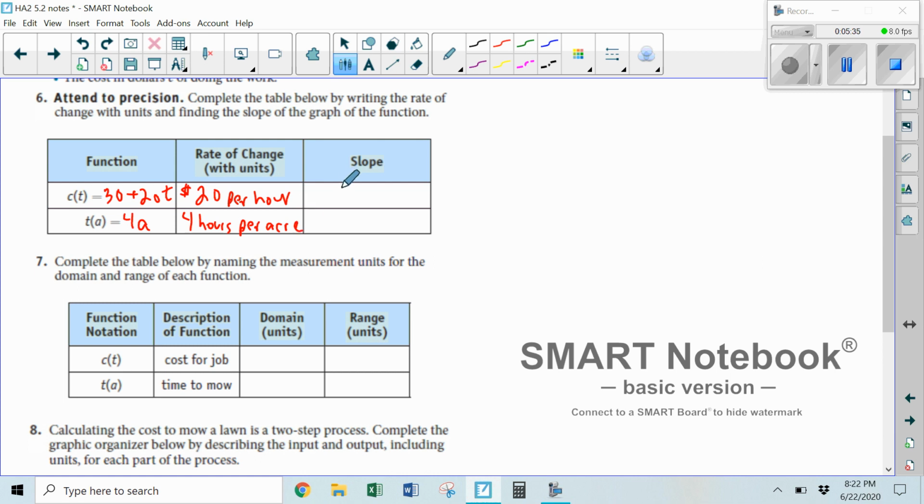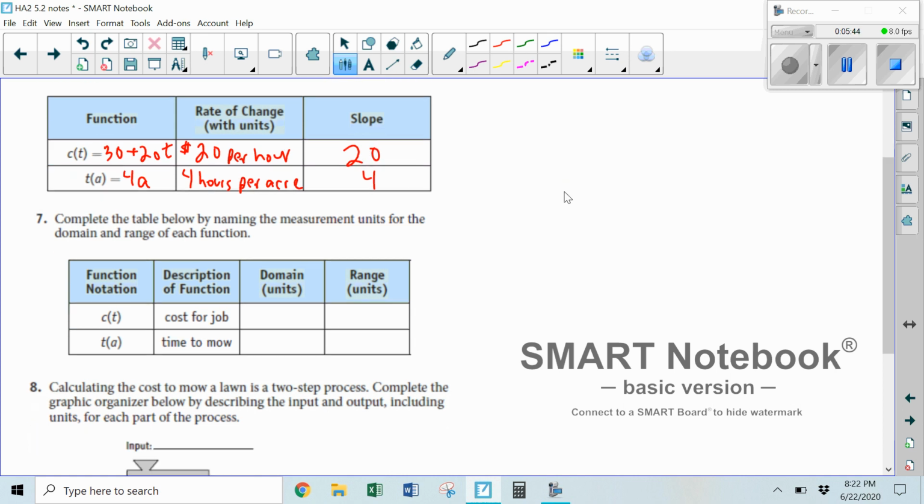So the slope then is just 20 and 4. The rate of change is with the units. Number 7. Complete the table below by naming the measurement units, so dollars, hours, acres, time, units, for the domain and range of each function.